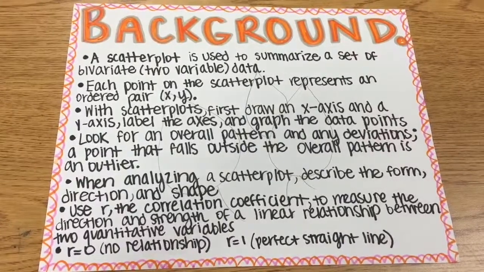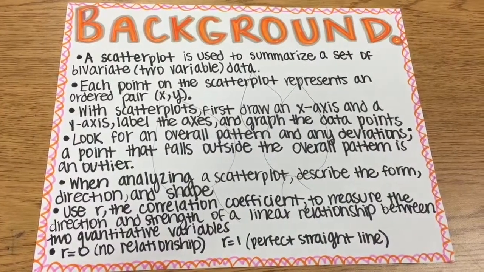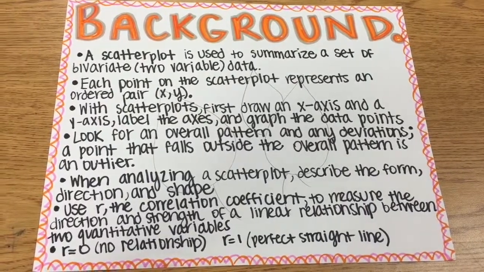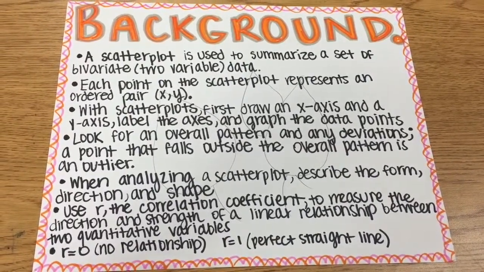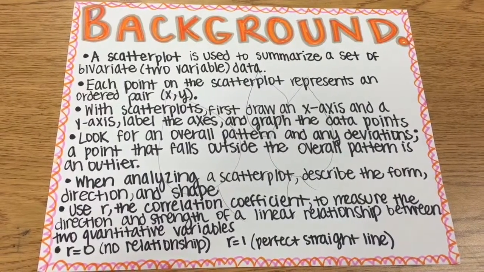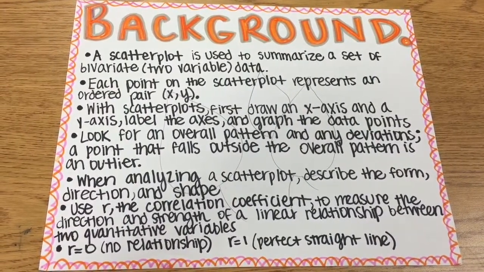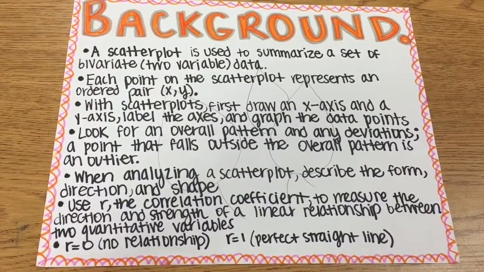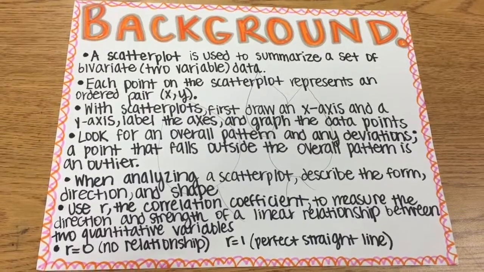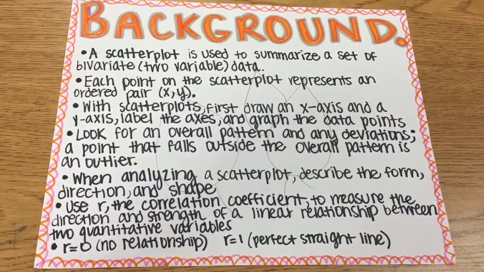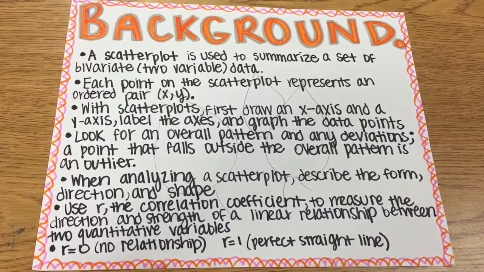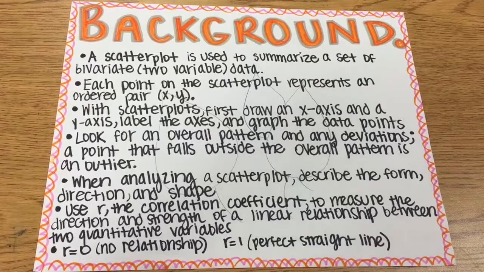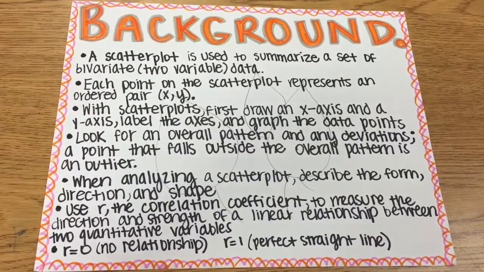So, just to start off the lesson, here's a little background information on scatter plots. They are used to summarize a set of bivariate data. Each point of the scatter plot represents an ordered pair (x, y), where x is the explanatory variable and y is the response variable. We call x the explanatory variable because it attempts to explain the response variable, or the outcome of the study. To graph a scatter plot, first draw an x and y axis, label the axes, and graph the data points. When analyzing a scatter plot, describe the form, linear or nonlinear, direction, negative or positive, and shape.